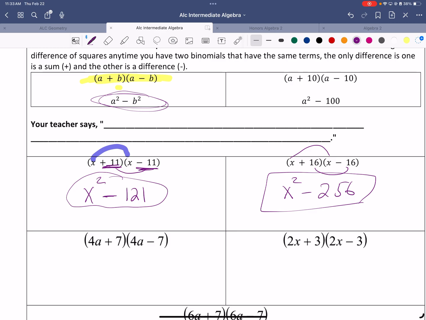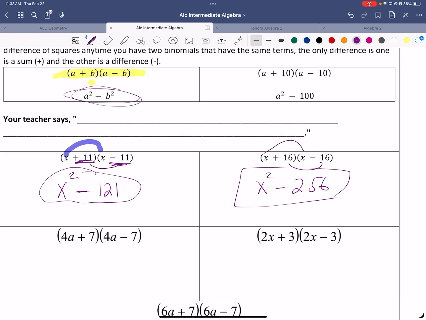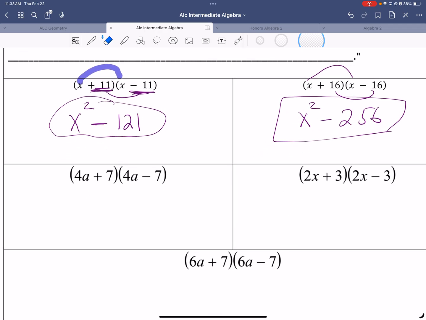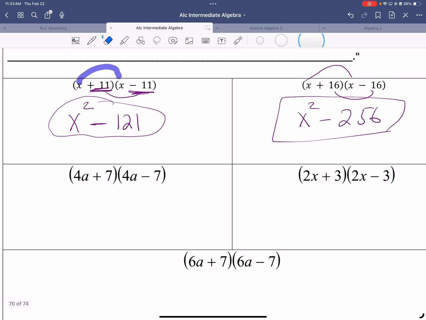Now, I said when we first started this, if you don't like that difference piece of it, and you want to keep things consistent with it, you can always do the box method for this. So just to remind you of the box method, the next one, I'm going to do the box method for the next one, just so we remember how to do it, and so that you can see that we also get the same answer. So 4a and 7, 4a and negative 7.